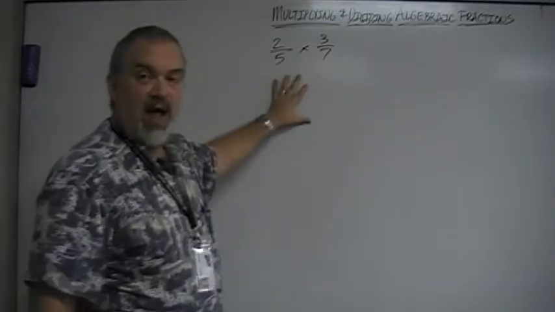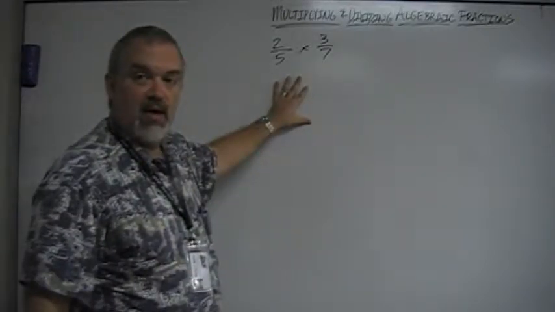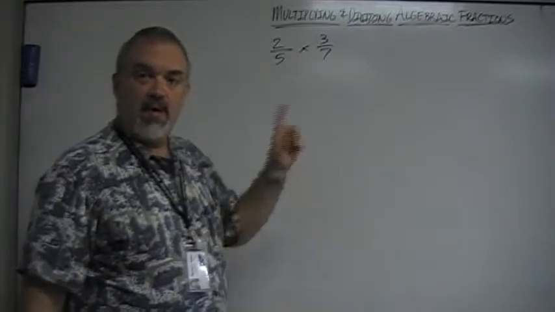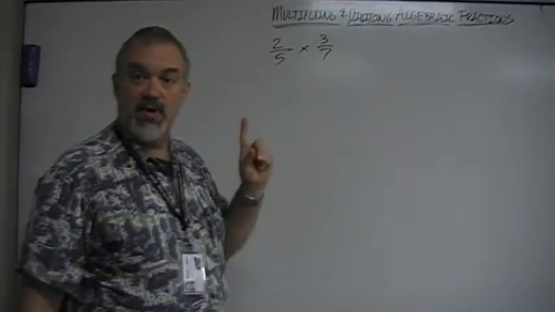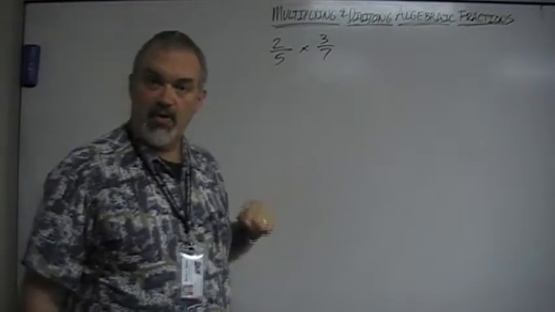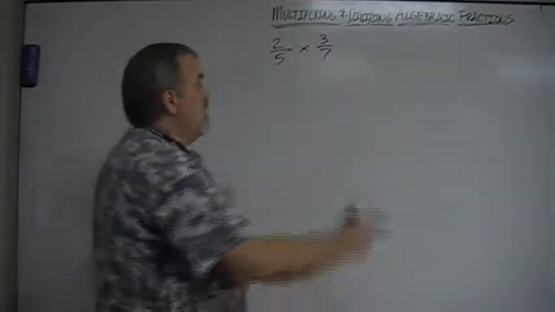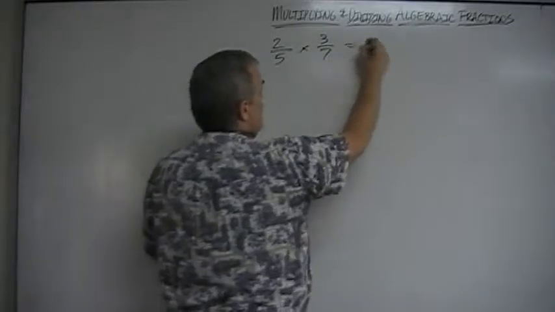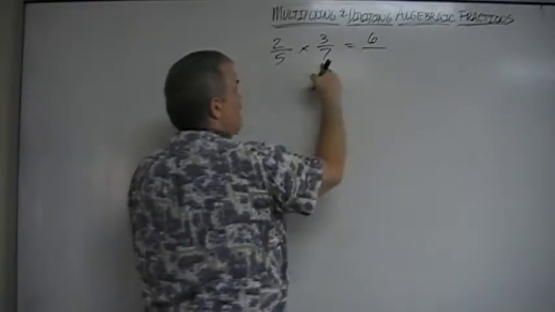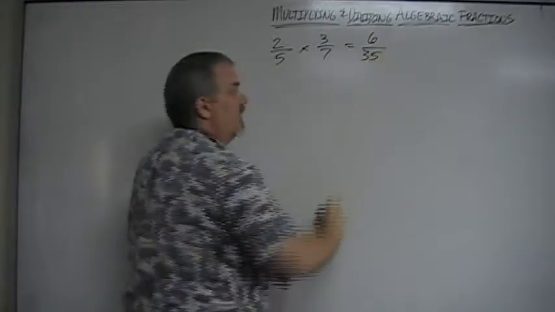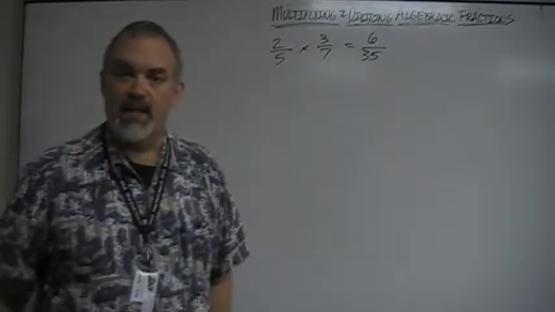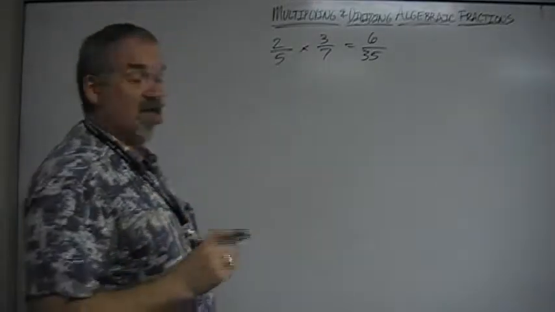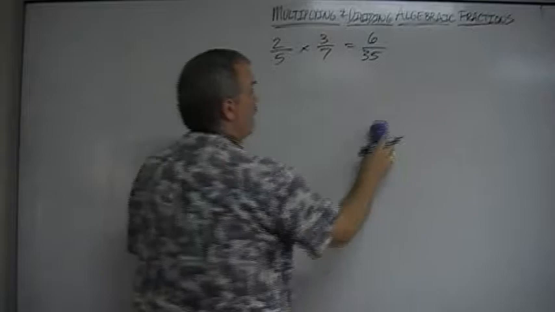How do I multiply two fractions together? Top times the top, bottom times the bottom. Just that simple. Multiply across the top, multiply across the bottom. So if I were to multiply these two fractions together, 2 times 3 is 6, 5 times 7 is 35, and in this case we would be done. But we're going to make them algebraic fractions instead.